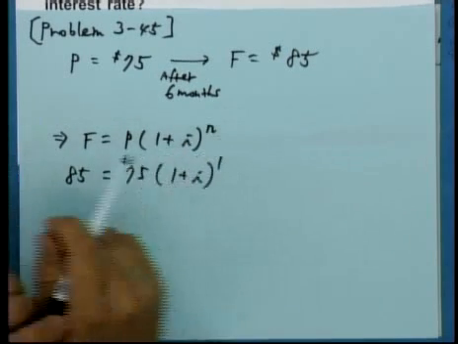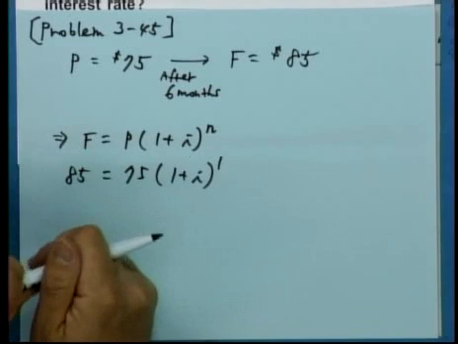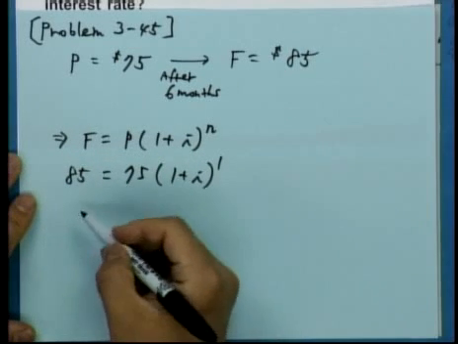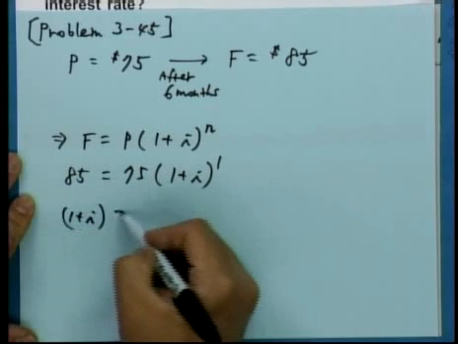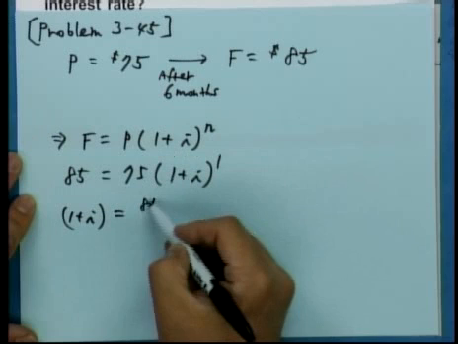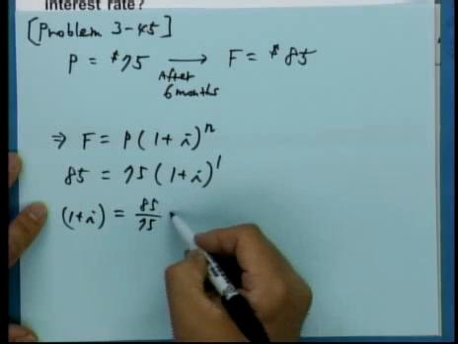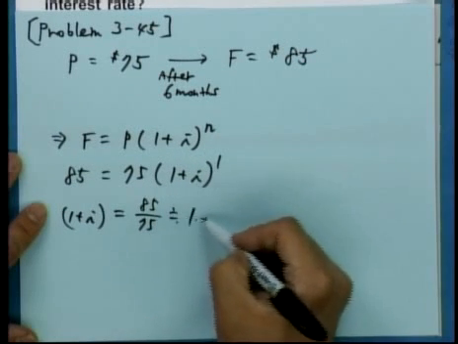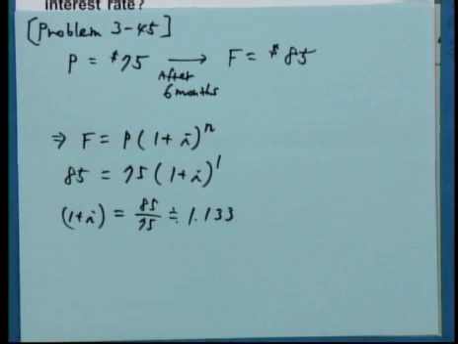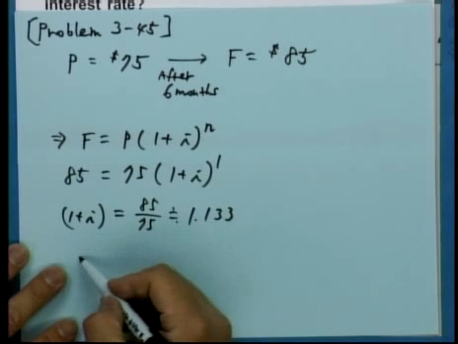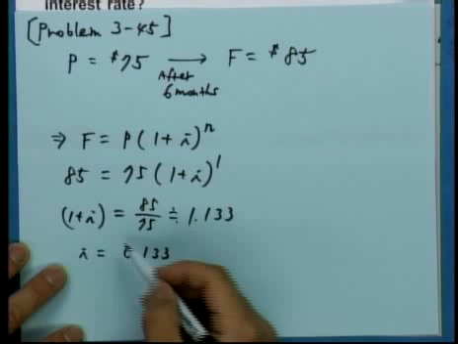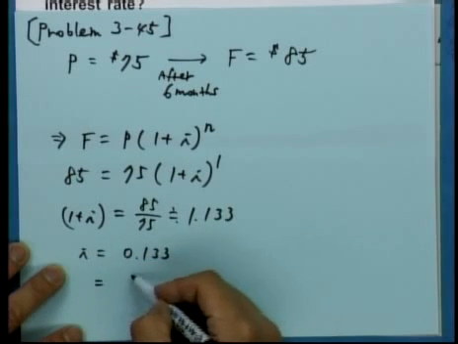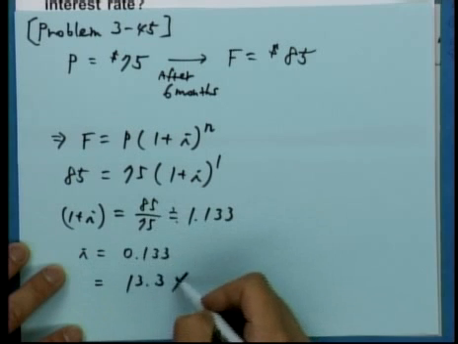So here, 1 plus i equals 85 divided by 75, which is about 1.133. Okay? So i is going to be 0.133, which is almost 13.3%, right?